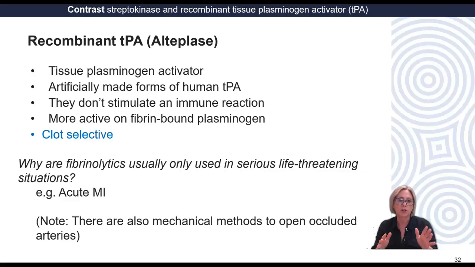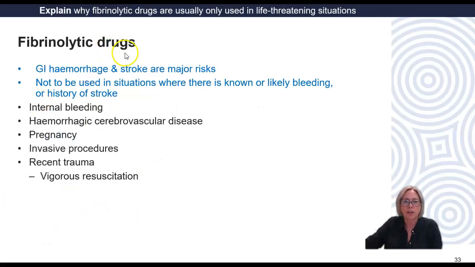But there are situations where these fibrinolytics need to be used rapidly to dissolve those clots. But the main problem with them is they're so powerful that they can cause bleeding and blood vessel damage. So the main risk of these fibrinolytic drugs then is gastrointestinal hemorrhaging and stroke, which are major risks. And they're not to be used in situations where there is known or likely bleeding, because you're just going to get more bleeding, or a history of stroke. They can't be used if somebody has internal bleeding issues or hemorrhagic cerebrovascular disease or during pregnancy.